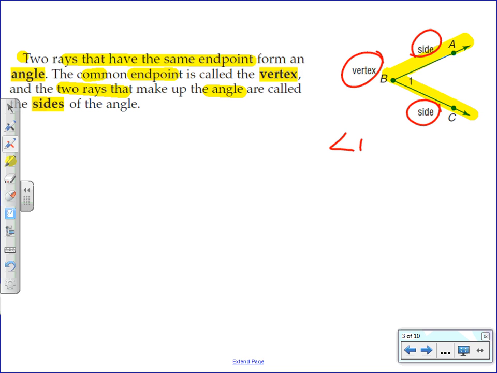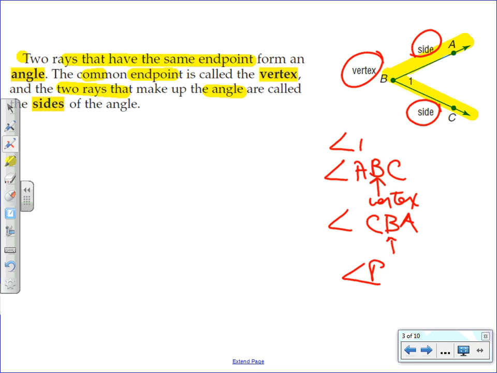It could also be known as angle ABC, with B, the middle letter, being the vertex. It must be the vertex. Or it could also be called angle CBA. As you see, the vertex is still in the middle. If there were no other angles around, you could also call it angle B, but it's not very common that we do that.